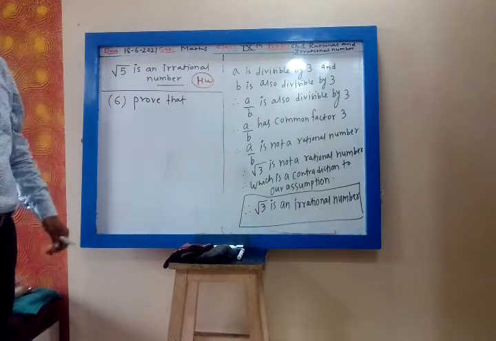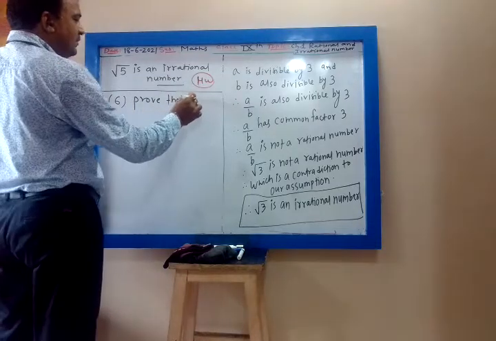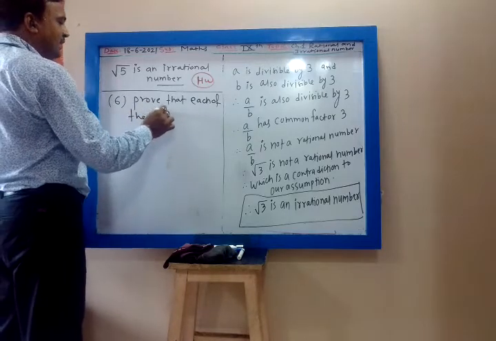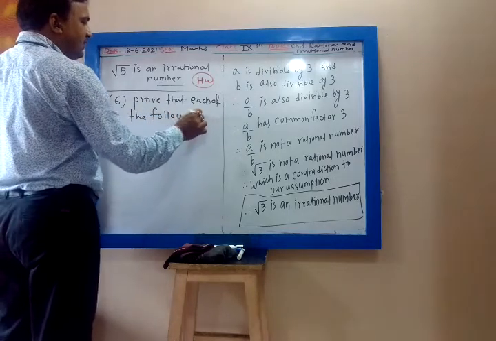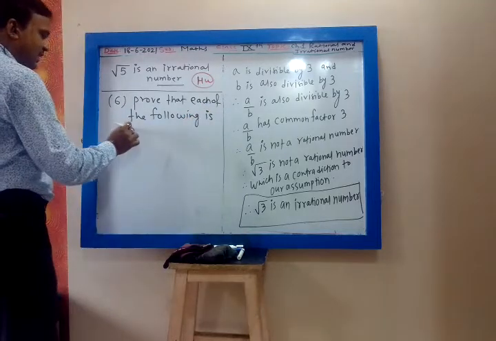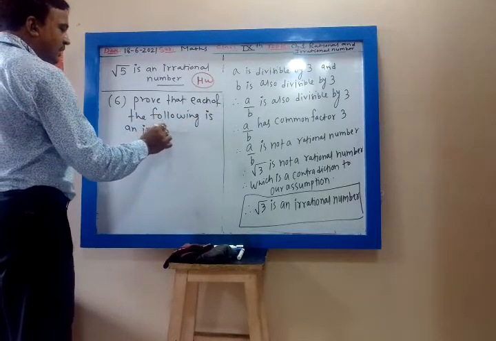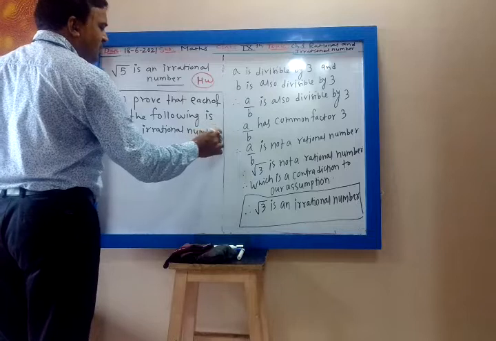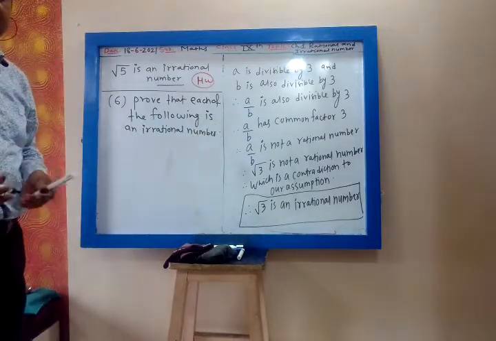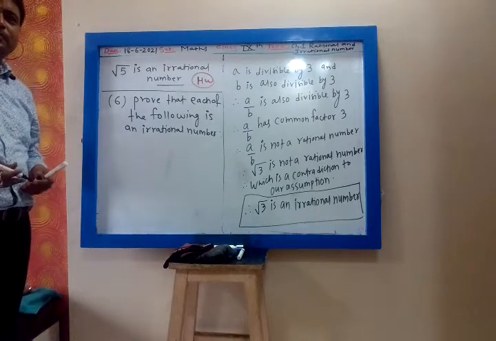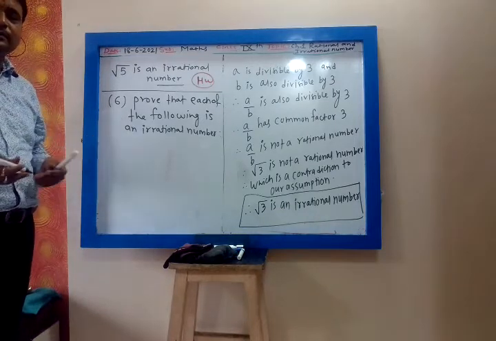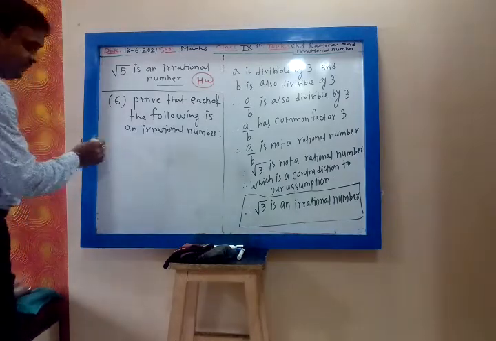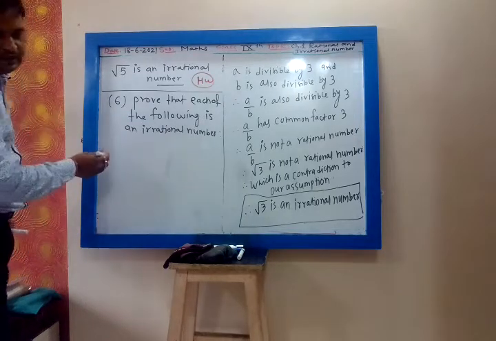Now the sixth one. Prove that each of the following is an irrational number. My dear, you are in 9th standard. Don't always expect that you will come across only multiplication. What is the multiplication of 15 into 20? Division of 315 by 7? No. You will come across proof-type things in 9th standard. Now first, let me write all the problems, then I will do only one.